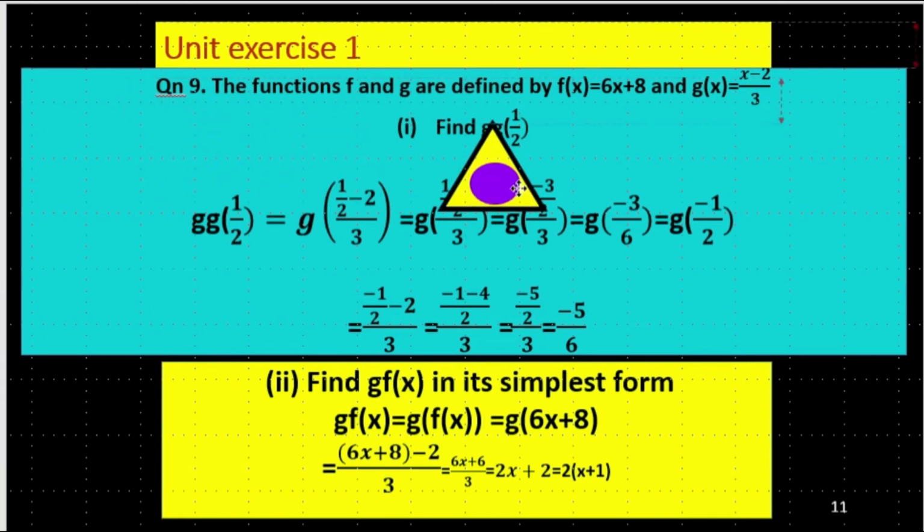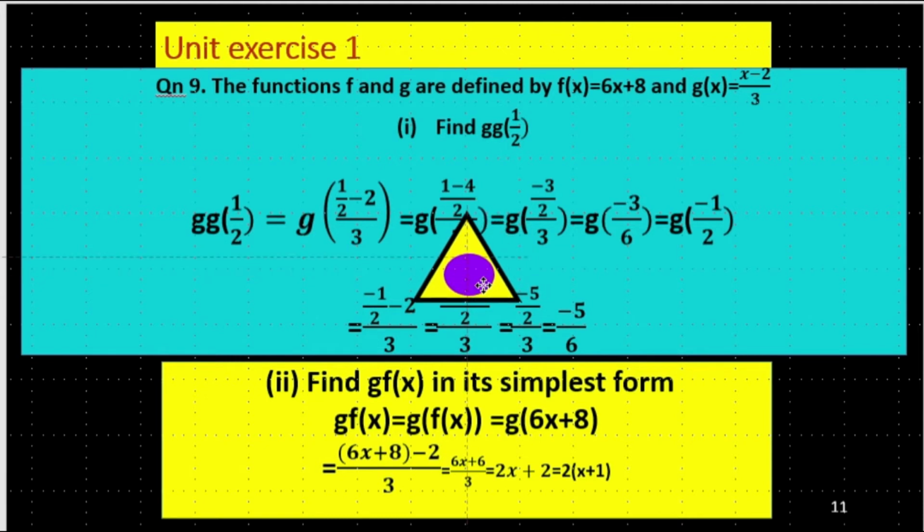In unit exercise, question number 9. The functions f and g are defined by f of x equals 6x plus 8, g of x equals x minus 2 by 3. First subdivision, find g of 1 by 2. g of 1 by 2 will be g of 1 by 2 minus 2 by 3. Further simplifying, g of 1 minus 4 by 2 by 3 equals g of minus 3 by 2 by 3 equals minus 3 by 6 equals g of minus 1 by 2.